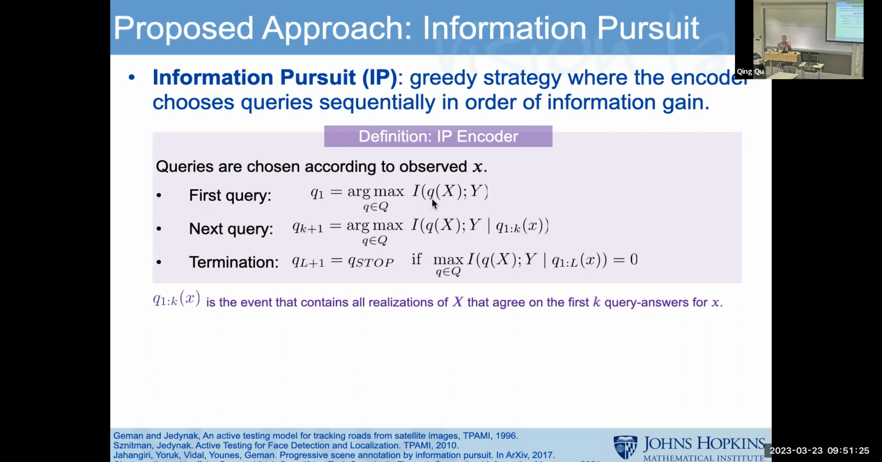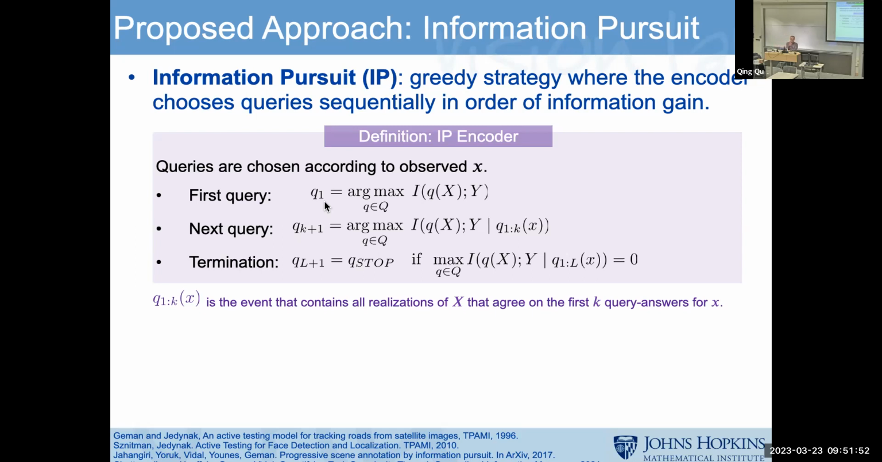That's exactly the same principle we're trying to apply here. So little q is just one question. Capital X is my random variable, the input image. So q of X is the answer. And I'm trying to maximize the mutual information between the answer to that first query and Y, which is what I want to predict. And I select the most informative one. If you're more familiar with PCA, this is the first principal component, but here you're selecting the most informative question.